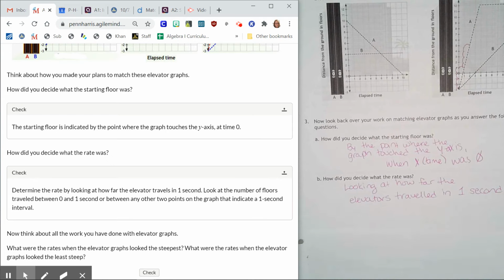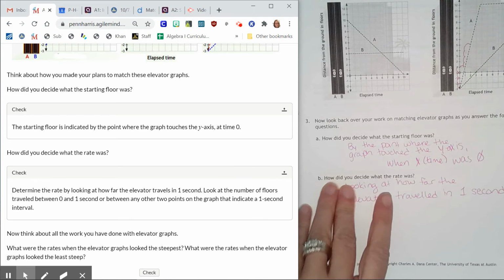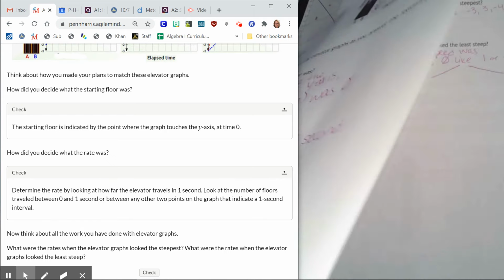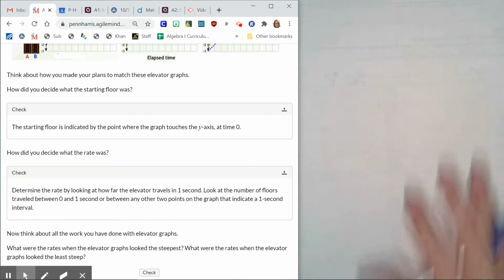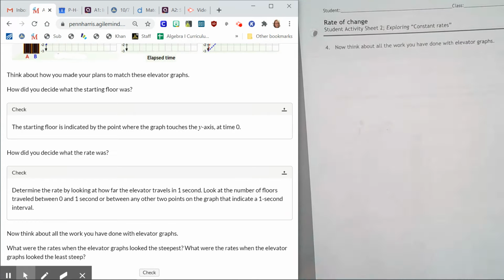Okay, so now I want us to think about all the work that we had just done with our elevators. We're on the next page, question 4. Of all the work that we just did with the elevators, what were the rates when the elevator graphs looked the steepest, and what were the rates when the elevator graphs looked the least steep? Meaning, were they going up really fast or going down really slow?